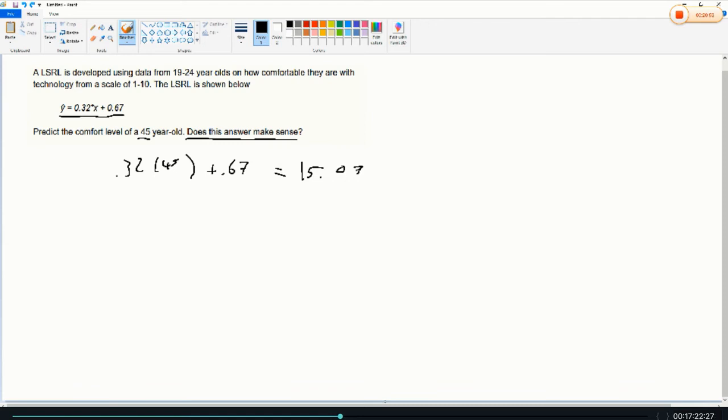So recall that when using extrapolation outside of the given domain, the predictions are going to be less accurate. 45 is way out of the domain from 19 to 24, which is why we got such a wacky number for our comfort level. So essentially, you should be careful when using extrapolation, because you could be getting an answer that doesn't make sense.